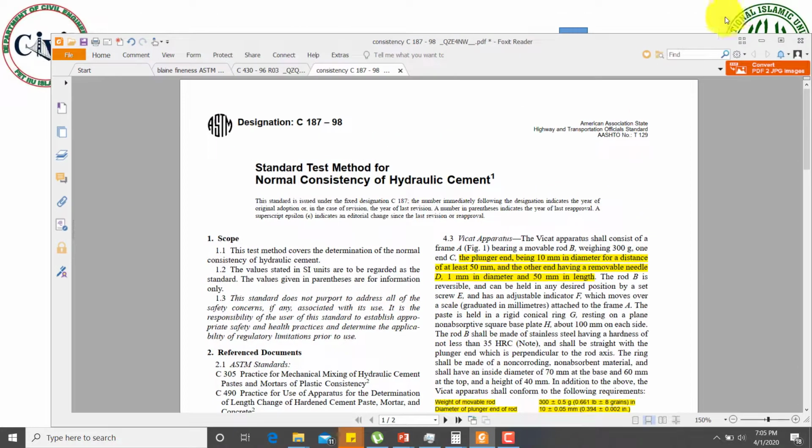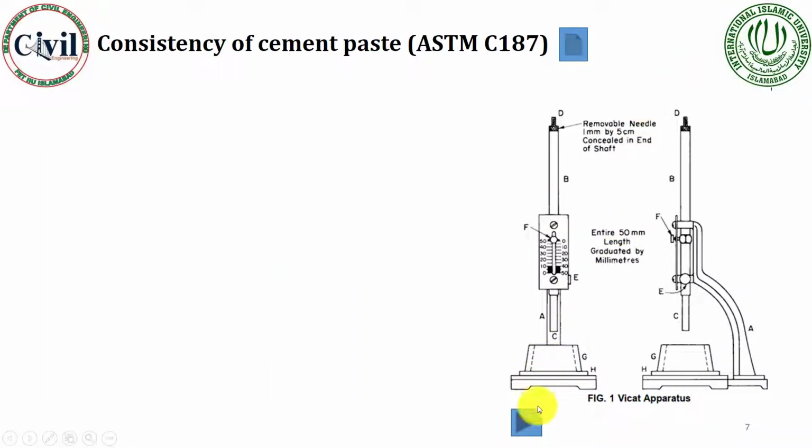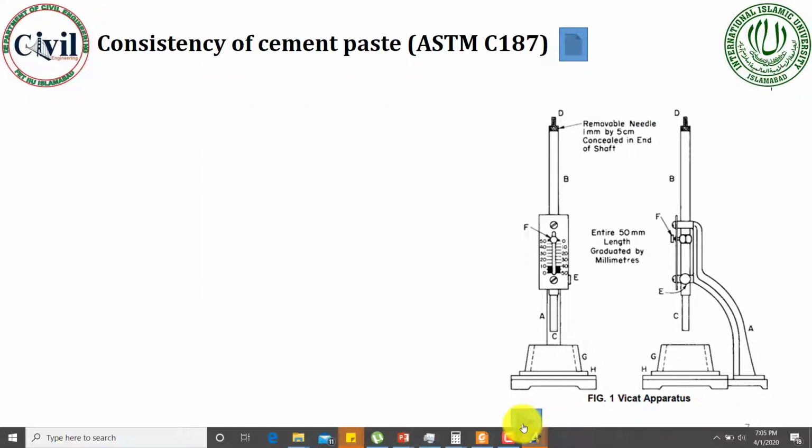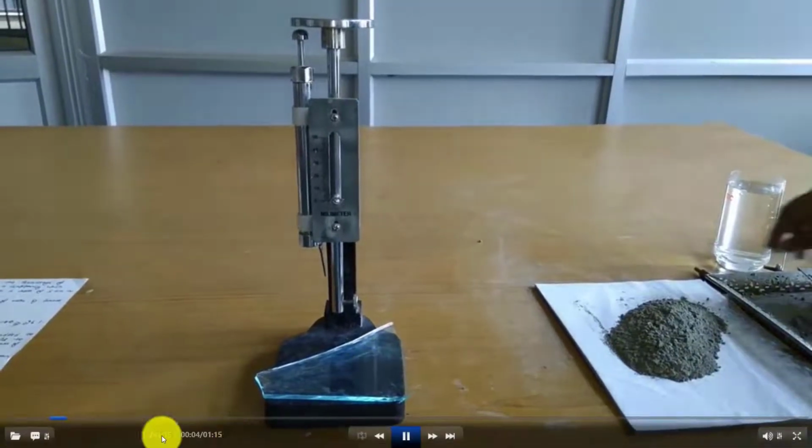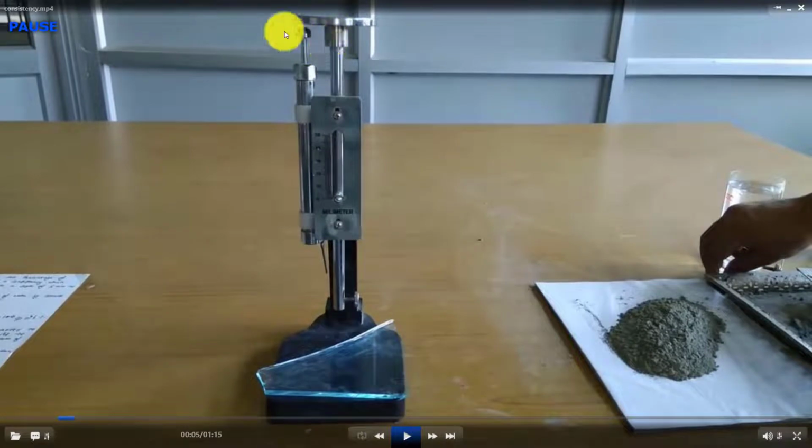So how can you perform this test? This is a Vicat apparatus. It has a weight over here, 300 grams, on this rod. This rod is connected with this gauge, which denotes the penetration of this plunger.